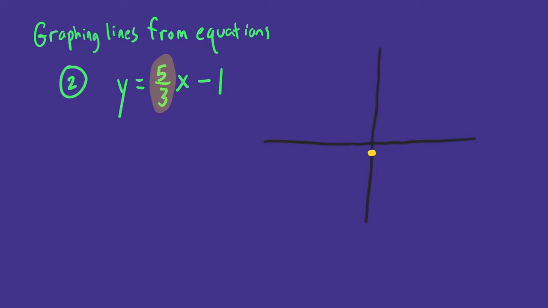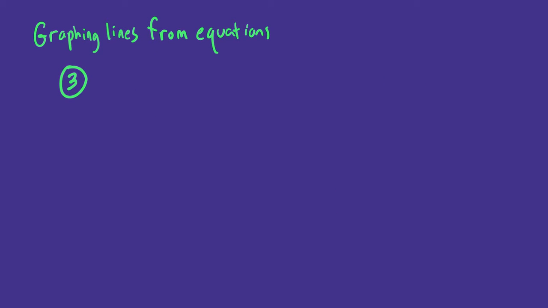So in this case, the rise is 5, and on the bottom, the run is 3. So from this point that we just plotted at negative 1, we're going to rise 5. So 1, 2, 3, 4, 5. We're going to go up, and then we're going to go over 3. So from this point here, 1, 2, 3, 4, 5, and then we're going right 1, 2, 3. Okay, we'll do one more of those.